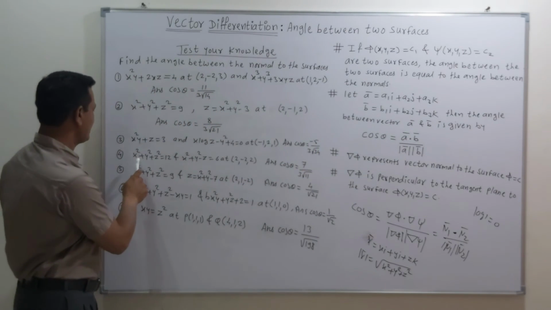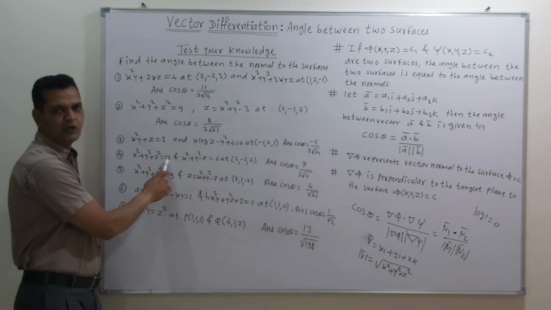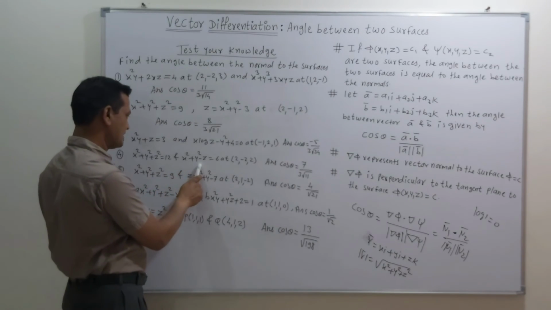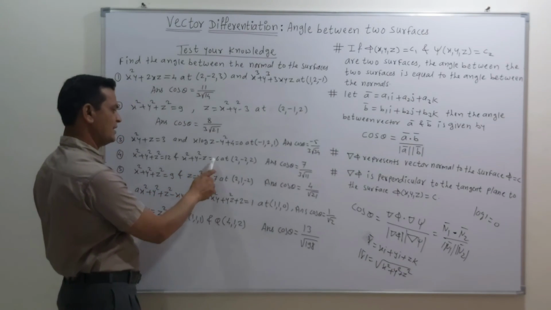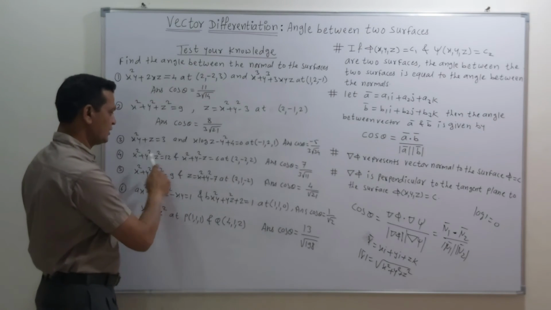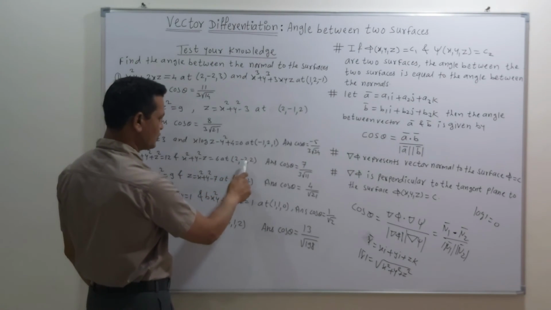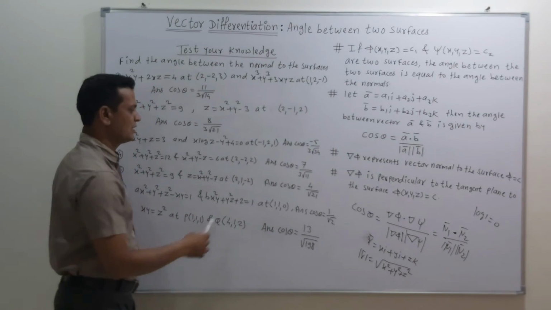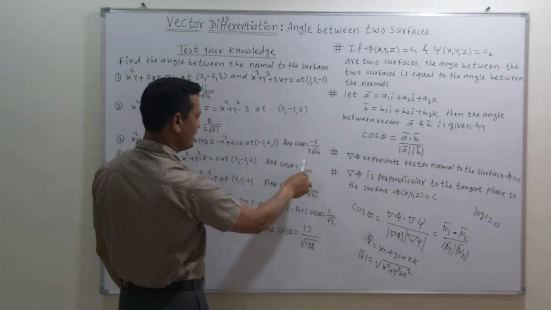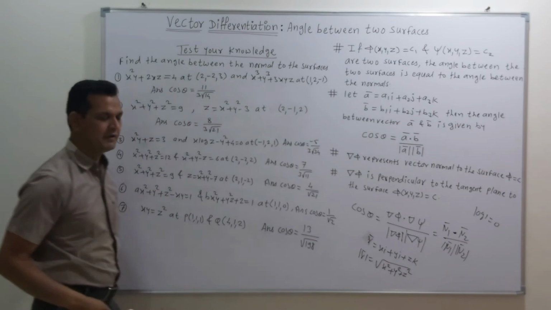The fourth question is x square plus y square plus z square is equal to 12, and the second surface is x square plus y square minus z is equal to 6. Find the angle between these two surfaces at the point 2, minus 2 and 2, and the answer to this question is cos theta is equal to 7 upon 3 root of 11.